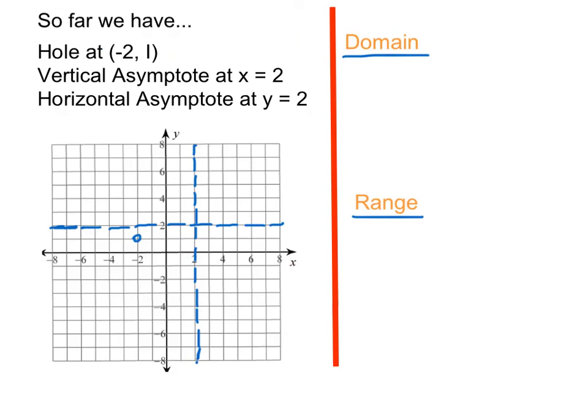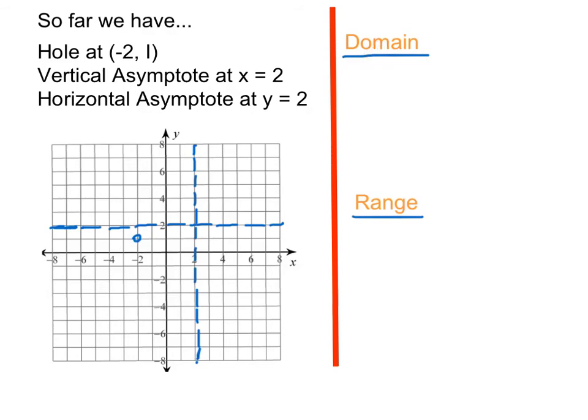So far we have determined the hole to be at (-2, 1) right there. The vertical asymptote we determined to be at x equals 2 right here. And the horizontal asymptote we determined to be at y equals 2 right here. These are the three pieces of information that we need to determine the domain and range. We need to know where the hole is, where the vertical asymptote is, and where the horizontal asymptote is. So let's go ahead and determine the domain.